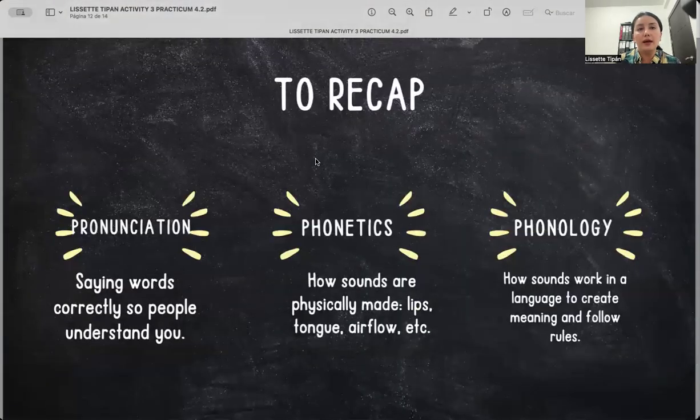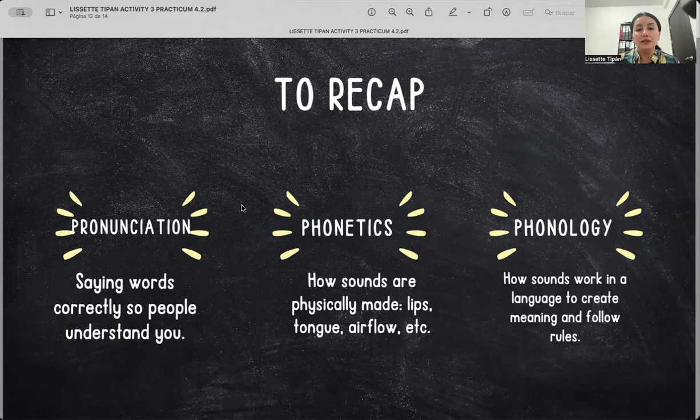So, to summarize, pronunciation is how we say words so people understand us. Phonetics explains how sounds are physically made. Phonology explains how those sounds work together and follow rules in a language. Together, they help us teach and learn English more effectively.